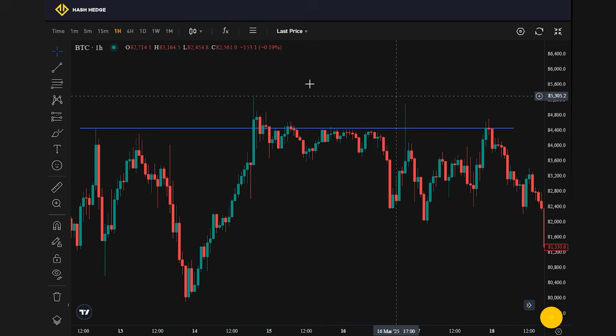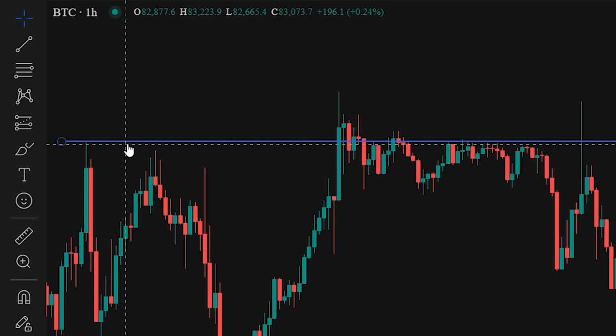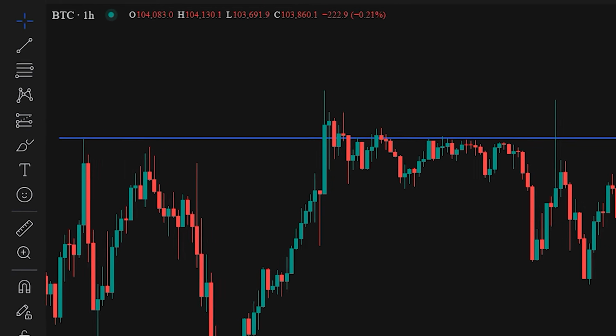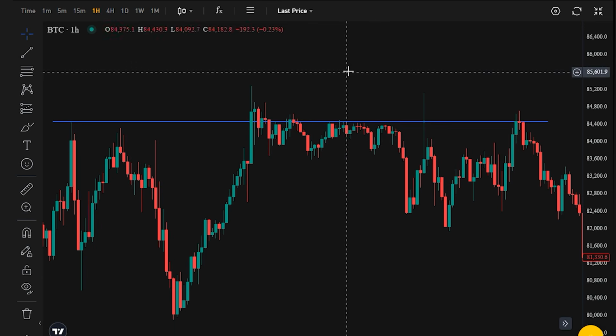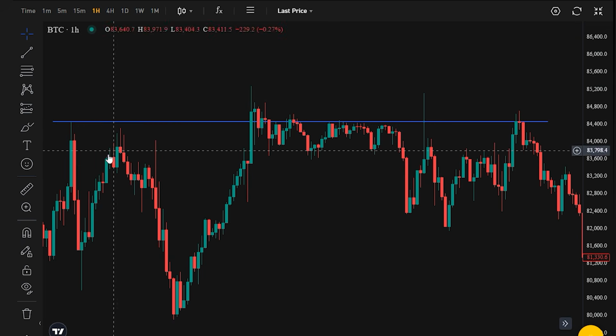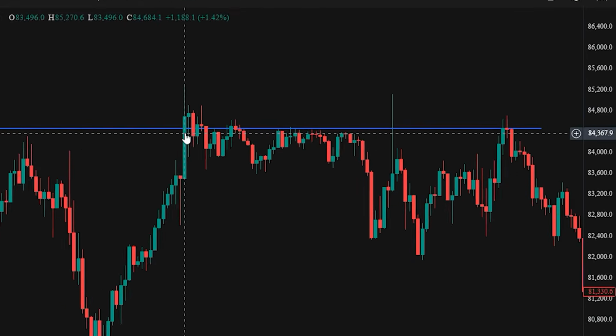The first and most important thing when setting a resistance level or a support level is that the price has bounced from it often before in history. Let's say we're in this part of the chart. We can see from history that from this price of 84,500 on Bitcoin, plus or minus $500, the price bounces back down several times.